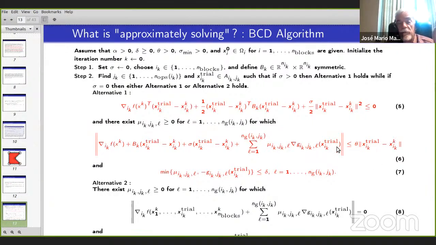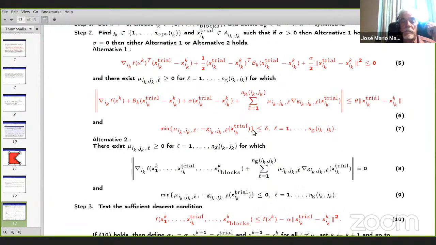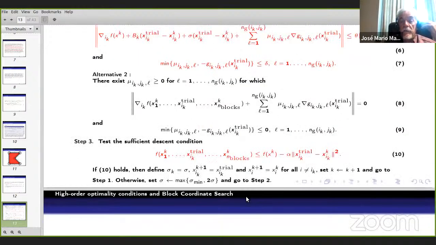Why approximate? Well, because I am not requiring that this KKT term is equal to 0, but only that it is smaller than a constant times the difference between two consecutive iterations. And here are the complementarity conditions. Well, this is the alternative one. It is the most interesting alternative. I have a second alternative that simply says that if your problem is simple enough, instead of minimizing a quadratic approximation, you could try to minimize directly the objective function. I need to set this second alternative as well, even if from the theoretical point of view, it is not interesting at all. The interesting part is here.